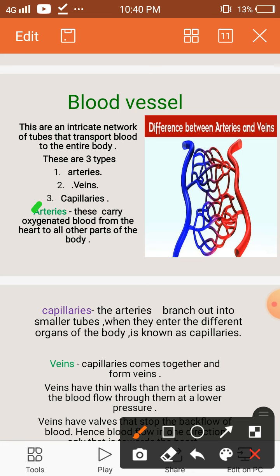Then second is the capillaries. What are capillaries? The arteries branch out into smaller tubes when they enter the different organs of the body, known as the capillaries. In this diagram, we can see these are the arteries. When these arteries enter into an organ, they divide into small branches. This is known as the capillaries.